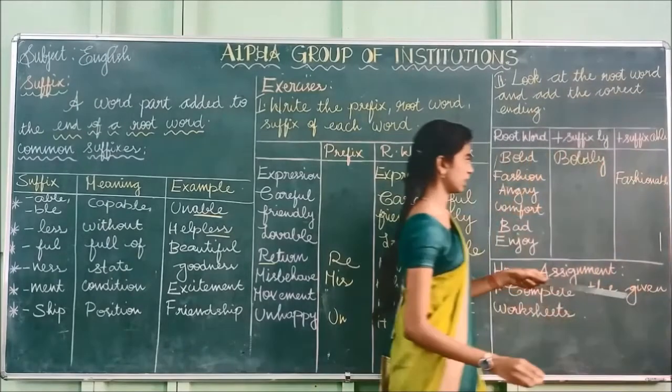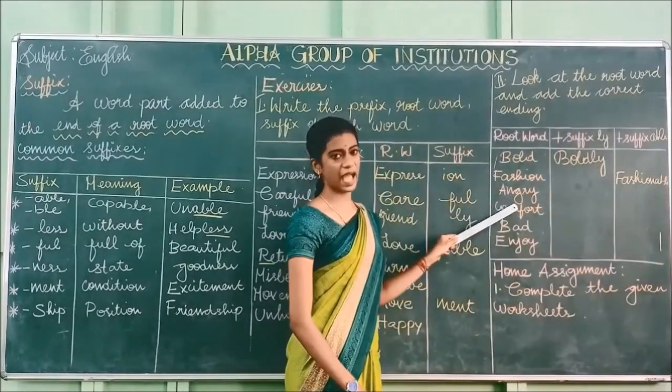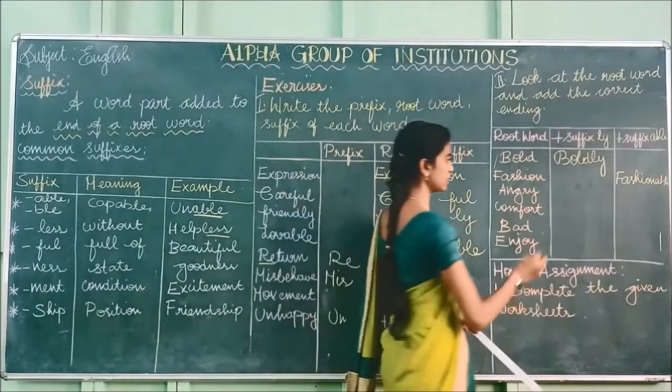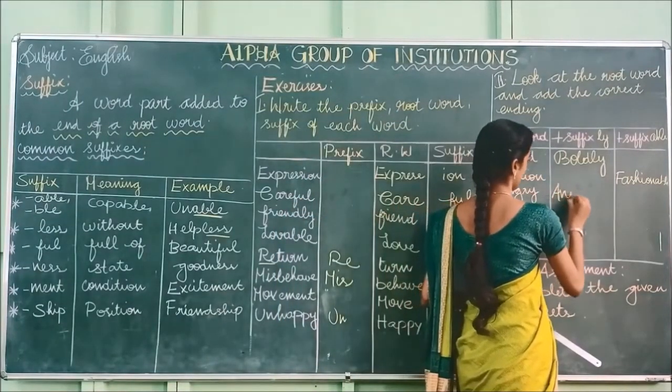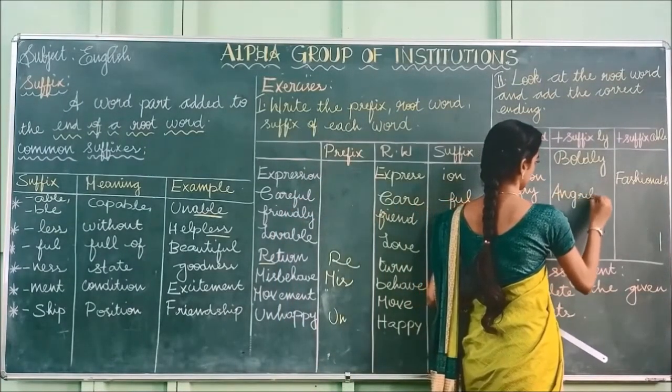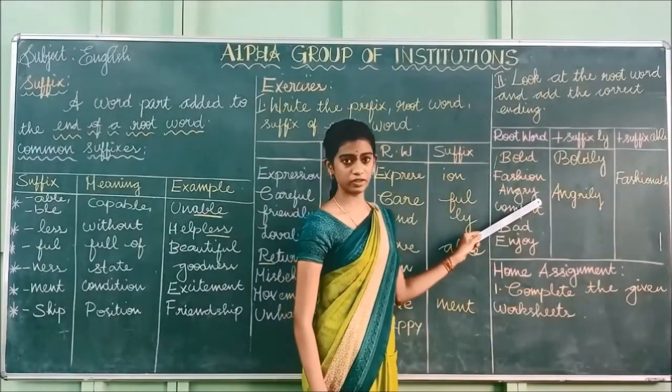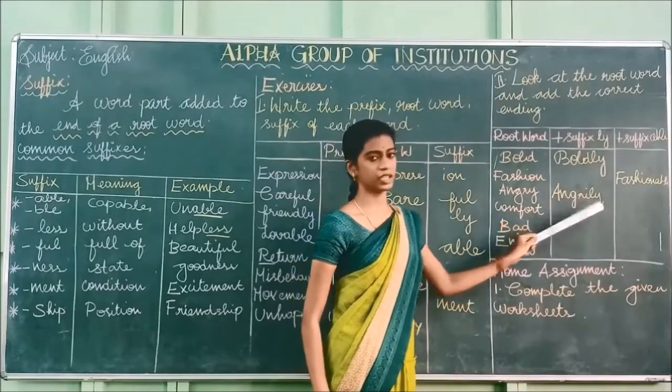F-A-S-H-I-O-N-A-B-L-E. Fashionable. And the third one is angry. Okay, and the suffix for this root word angry is angrily, A-N-G-R-I-L-Y. So what you have to do? You have to remove this y and instead of this y you have to add I-L-Y.